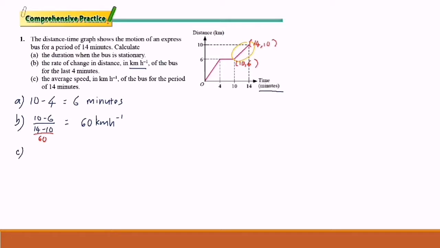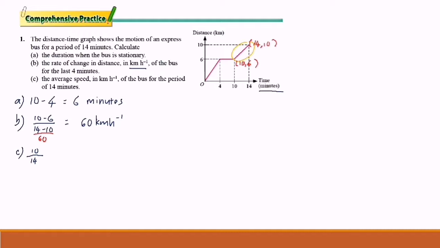C. The average speed in kilometer per hour of the bus for the period of 14 minutes. So average speed equals total distance over total time. Total distance is 10, over total time taken is 14.